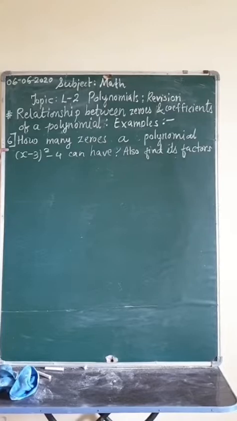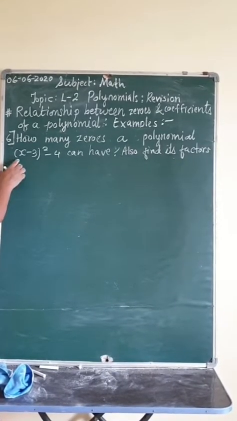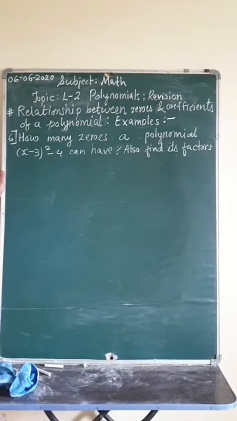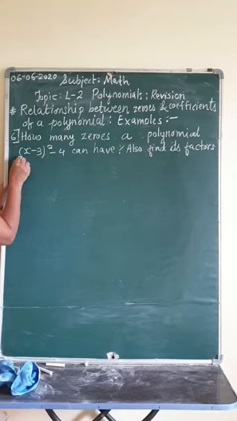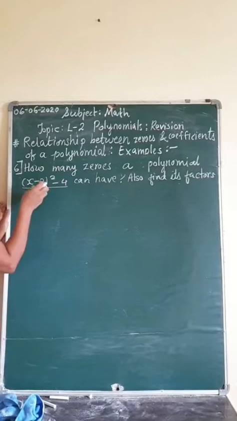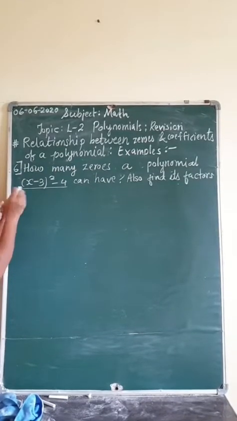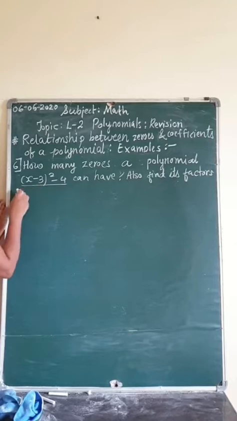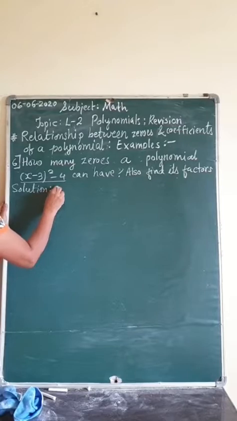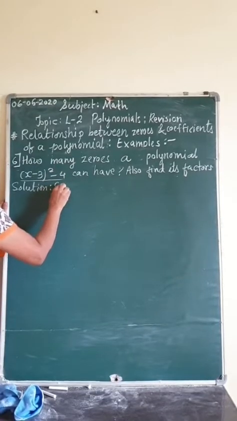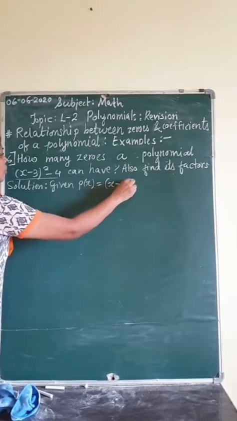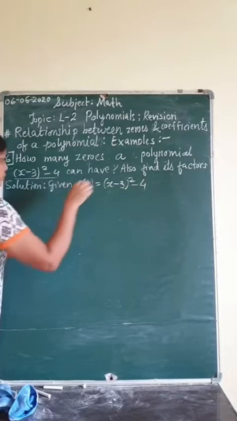Moving to the sixth example, how many zeros can the polynomial x minus 3 whole bracket square minus 4 have? Also find its factors. Here the polynomial is given. First of all, to know how many zeros it has, we should know the highest power of x. So that's why we have to expand this given polynomial. So let's start the solution. Here they have given us P of x as x minus 3 whole bracket square minus 4.